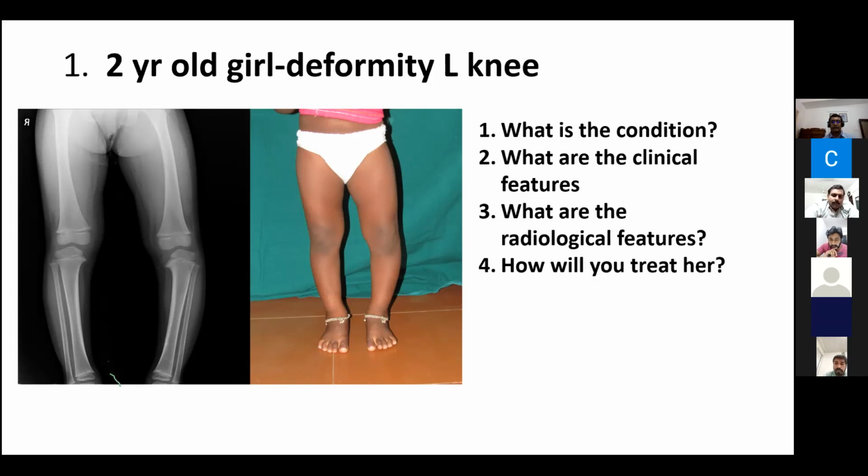Then any other features of rickets, sir. We should examine for any other features of rickets or any other metabolic cause of varus of the knee. Excuse me, 1 minute, please. Yes, sir.